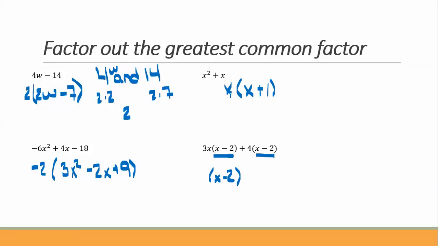And just like we did here when we factored out our x minus 2, we then put parentheses. What do we need to multiply x minus 2 by to get 3x times x minus 2? We need to multiply by 3x. Plus, what do we need to multiply x minus 2 by to get 4 times x minus 2? We need 4. So that's how that works.